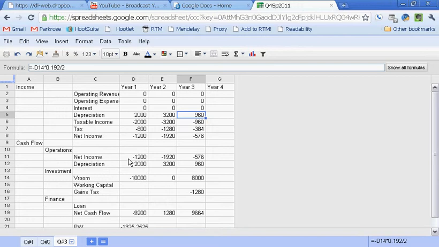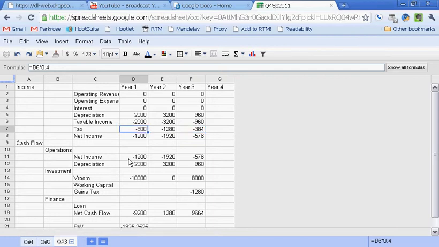And this is key. If you put in a negative number for depreciation, people aren't going to understand what that means. Anyway, your taxable income ends up being operating revenue, less all the expenses, or just negative $2,000, $3,200, and $960 in each of those 3 years. Easy. The negative number means that your taxable income has gone down, so you expect to see lower taxes. And these negative numbers on the taxes mean that the taxes for your firm are going down because of this purchase that you're making of an asset.